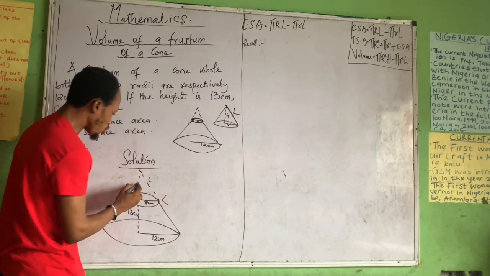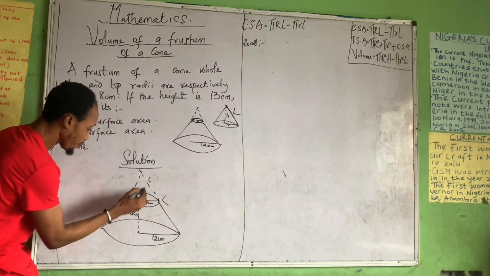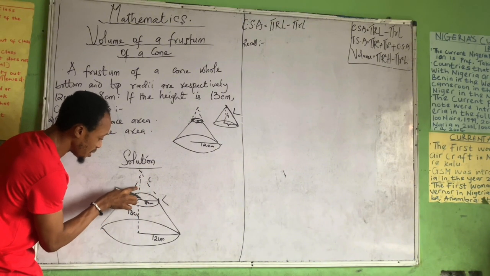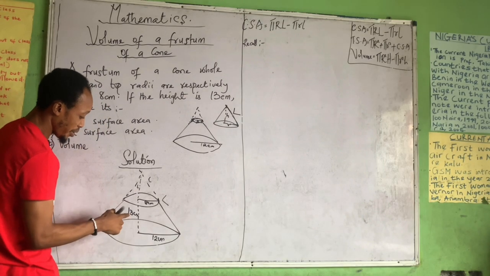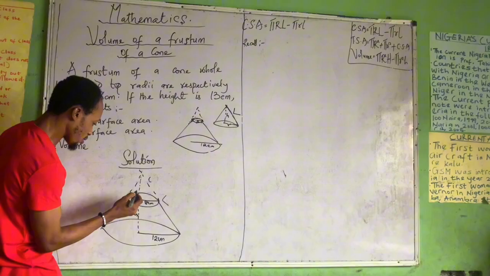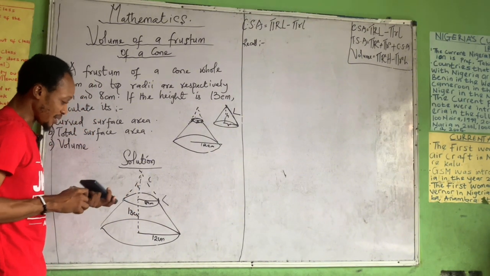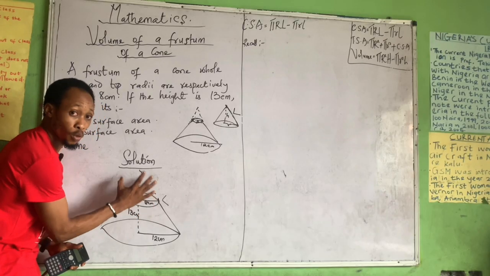Now, I want to bring this out in the form of a triangle. Remember that this one also has its own height, the small height, the small h. Let me use this place as x. So this place is the height for the small cone.